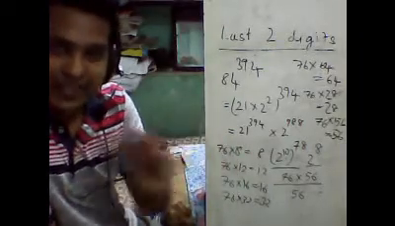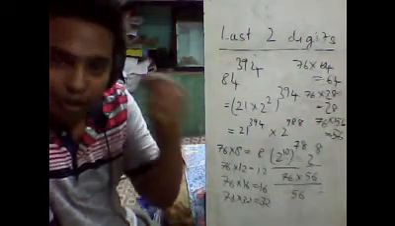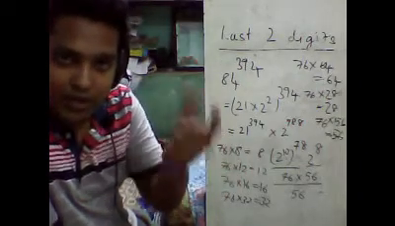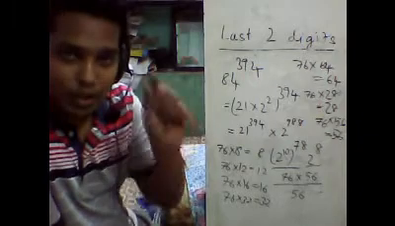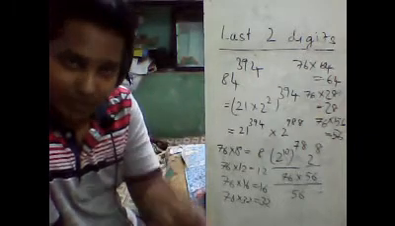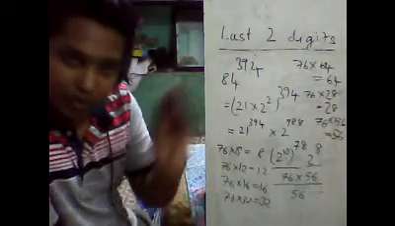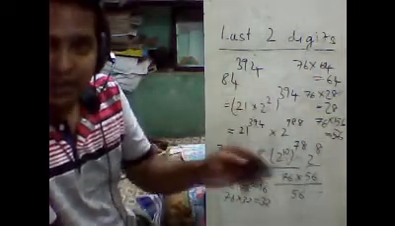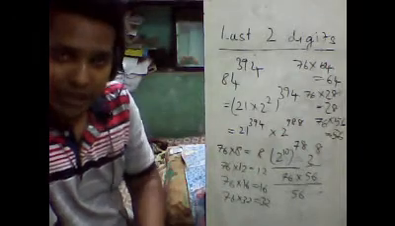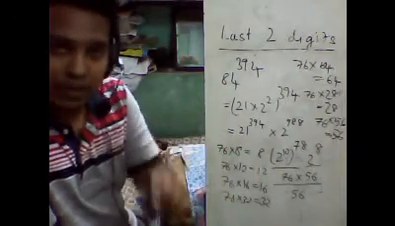76 into 2 raised to the power of the numbers which are coming in this problem, like 2 to the power of 1, 2 to the power of 2, 2 to the power of 3, 2 to the power of 4, up to 2 to the power of 9 and 2 to the power of 10. If we multiply with 76, the last two digits are those digits only.